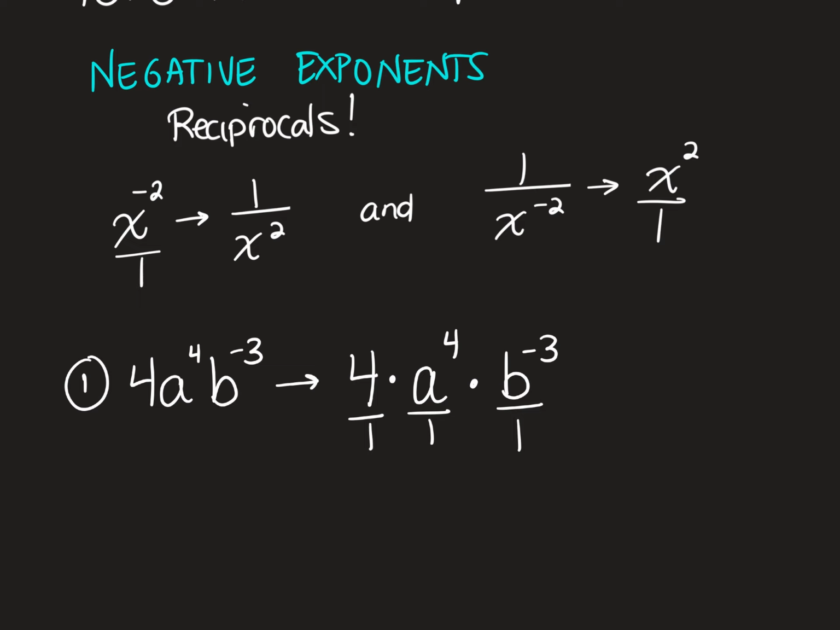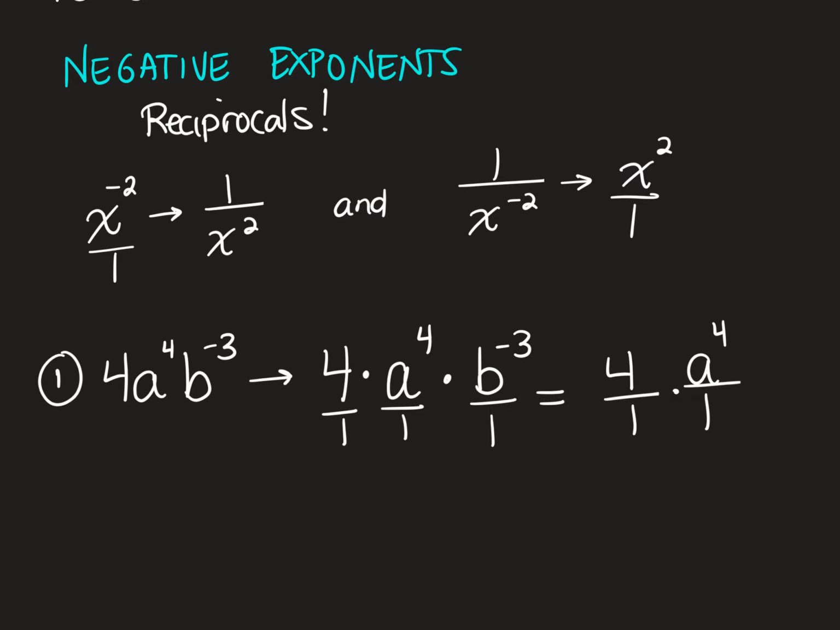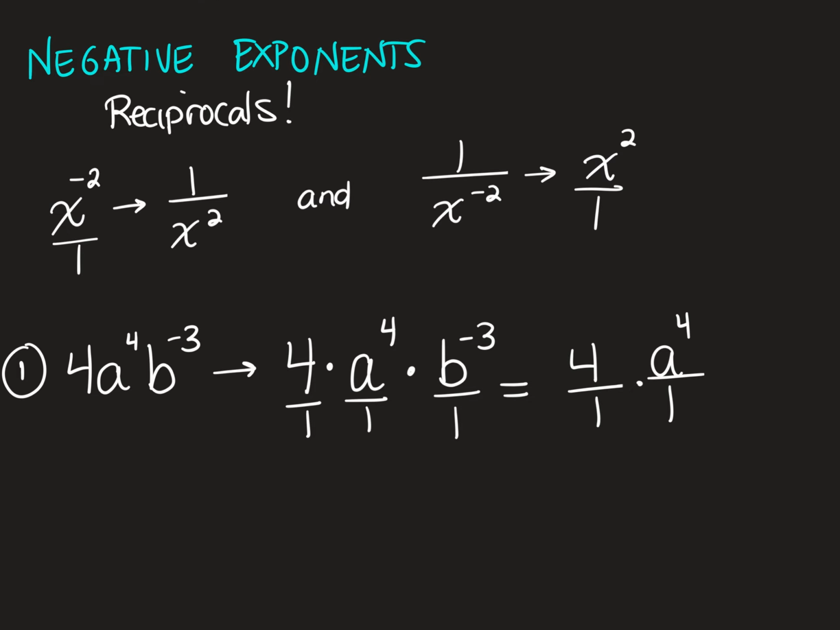A big mistake that people will make is try to move too many things around. The only thing that should move around here is that b, because the b is the only thing that has a negative exponent. So if I rewrite this, the 4 over 1 stays as is, the a to the 4th over 1 stays as is, but the b to the negative 3, that's the part where I'm going to get the reciprocal. So it'll be b to the positive 3 in the denominator and 1 in the numerator. So I like to separate each of them independently and look at them on their own.